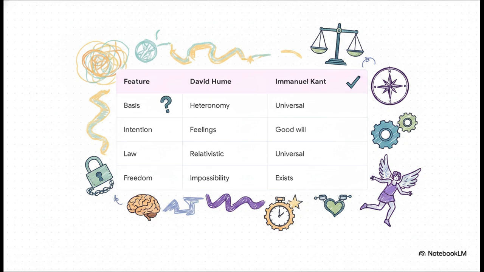Because of this, the nature of the law for Hume is completely relativistic. Judgments can vary by person or geography. Kant, on the other hand, provides a universal moral algorithm that binds all rational agents under all circumstances. Finally, their views on freedom are just worlds apart. In Hume's Newtonian, naturalistic universe, true freedom is essentially an impossibility. It's an absurdity. But Kant actually rescues the concept of freedom by distinguishing between two worlds, the phenomenal world of strict causality and the noumenal world of freedom, which allows for the existence of free, autonomous moral agents.